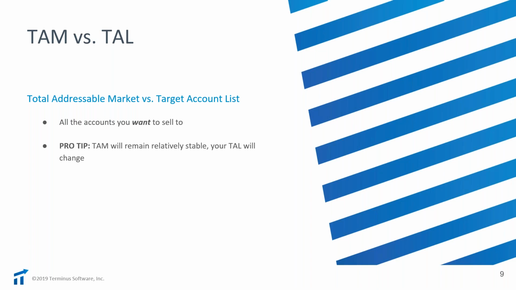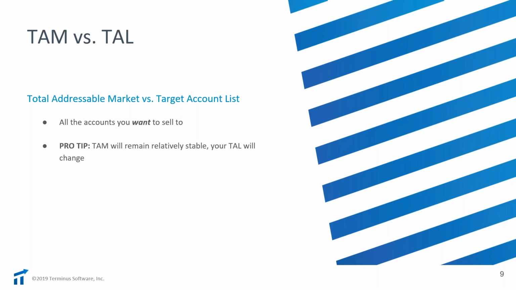Now, your TAM is different from your target account list. Your target account list is the list of accounts that you want to sell to. This will vary depending on your corporate goals. Are you looking to increase market share? Are you looking to increase lifetime customer value? Are you looking to bag a whale for promotional purposes? Do you want to be opportunistic due to market changes?